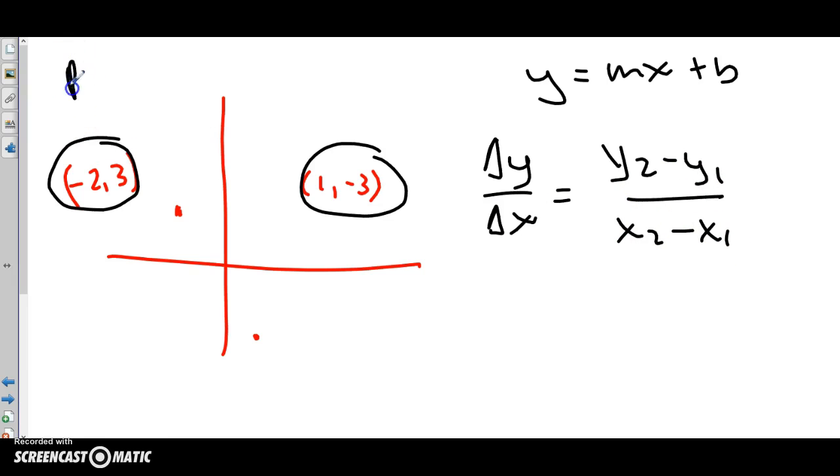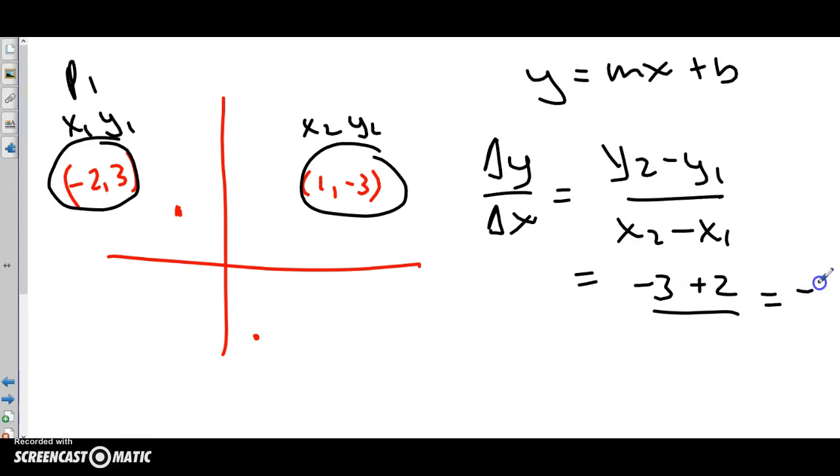So if I call this point 1, and this is x1, y1, and this is x2, y2, I just sub in what I have here. Y2 is negative 3, just be careful. Subtract negative 2, so that's plus 2. So my top will end up being negative 1. What's the bottom? X2 over x, or subtract x1, I'm sorry, x2, which is 1, subtract x1, which is, did I mess it up? I did. Okay, so let's go back here a second. Ignore everything I just did.